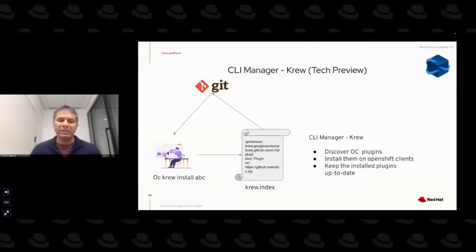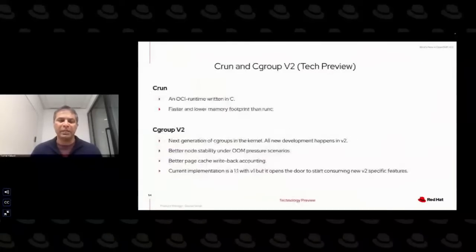The other thing obviously really is two exciting new things at the core of the platform. One is crun. This is an OCI runtime, which is written in C, and therefore it offers a faster and lower memory footprint than runc.